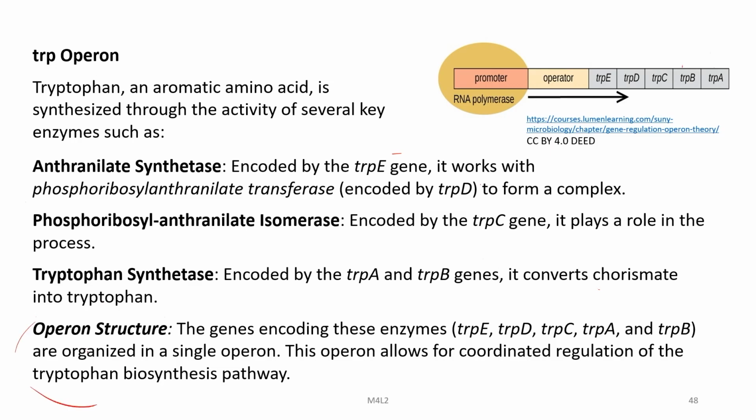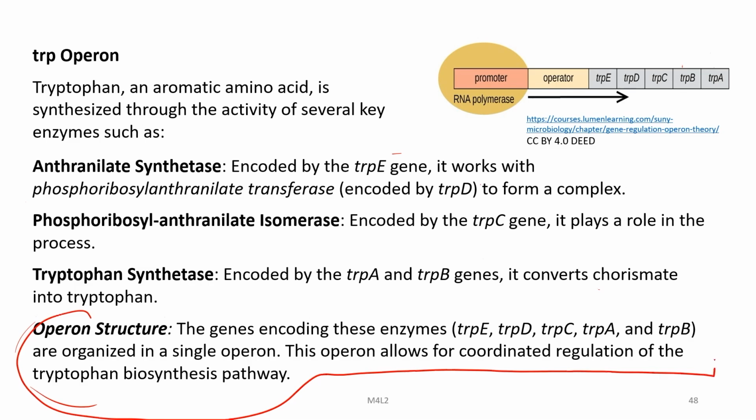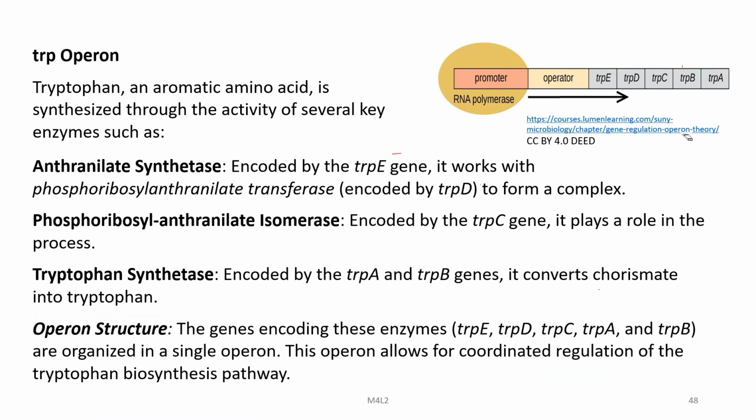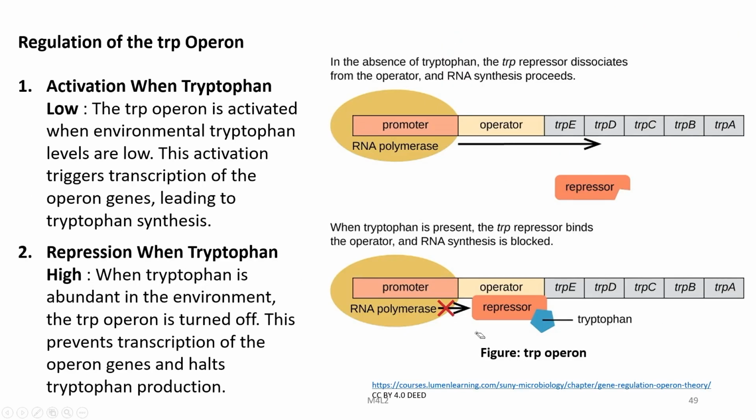Now, this is the operon structure, as we have already discussed, and because they are located under a single promoter and operator, it allows for coordinated regulation of the tryptophan biosynthesis pathway. So, whenever tryptophan is required, all these enzymes required in the process will be produced together, because absence of one single enzyme will stop the process of tryptophan production. So, this ensures that tryptophan production happens as and when needed by the cell. So, this is the arrangement of all the genes in a single operon.